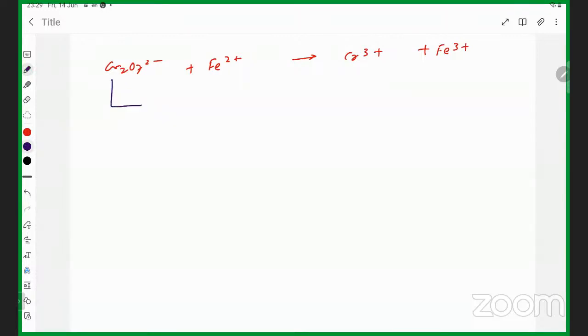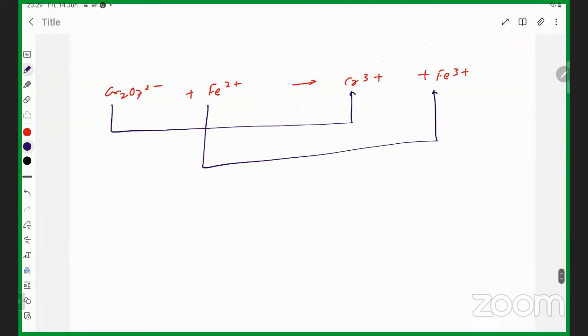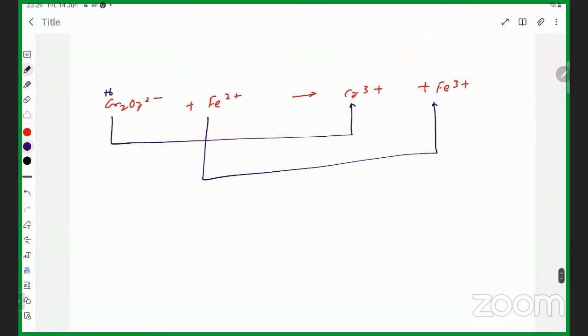What is there? So here it is +6, +3, +2, +3. So 6 to 3, gain of 3 electrons per atom, multiplied by 2 is 6 electrons. Here the loss is how many? Loss of 1 electron per atom. But here 6 is there, here 1 is there, so we are multiplying by 6. So it will become 6 electrons, so you have to multiply.